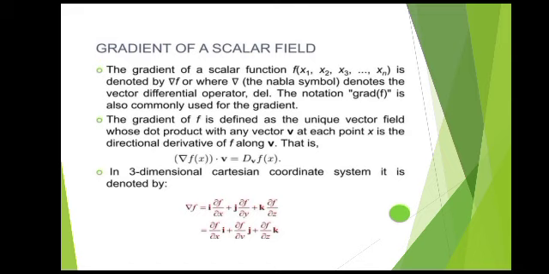Now, in the three-dimensional Cartesian coordinate system, it is denoted by del f is equal to i del f upon del x plus j del f upon del y plus k del f upon del z, which is also equal to del f upon del x i plus del f upon del y j plus del f upon del z k.